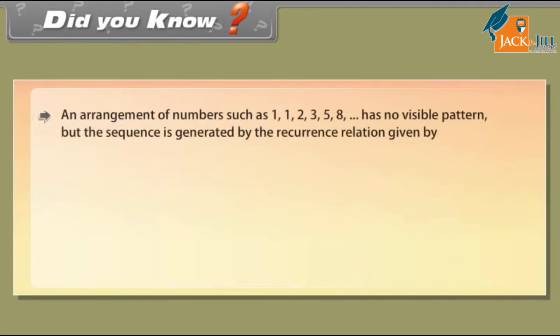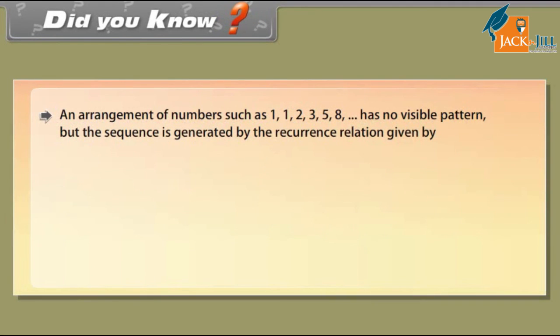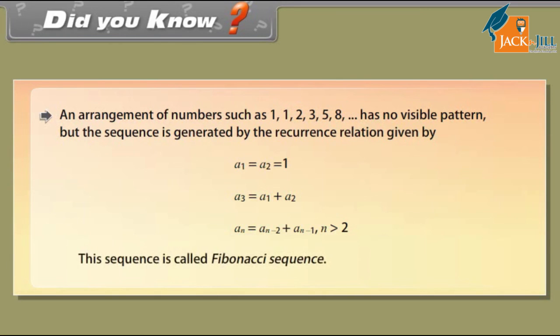Did you know an arrangement of numbers such as 1, 1, 2, 3, 5, 8 and so on has no visible pattern, but the sequence is generated by the recurrence relation given by a1 is equal to a2 is equal to 1, a3 is equal to a1 plus a2, an is equal to an minus 2 plus an minus 1, n is greater than 2. This sequence is called the Fibonacci sequence.